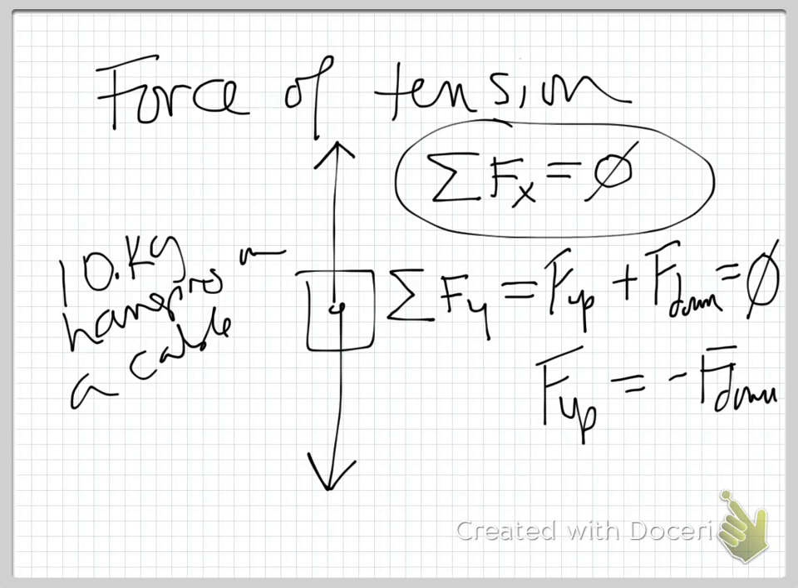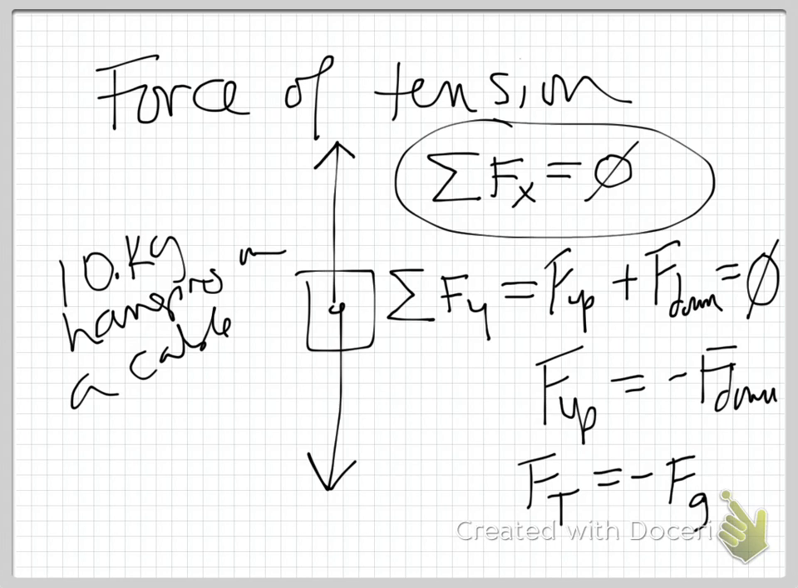What force is acting upward on a 10 kilogram box hanging on a cable? Force of tension. Yeah, that's the only up force we have. So force of tension we now know. And what's the down force on this box hanging on a cable? Force of gravity. So force of tension is equal to the negative of force of gravity.